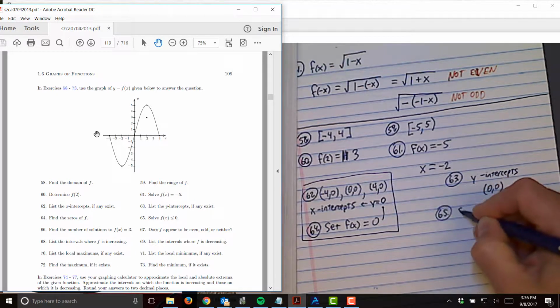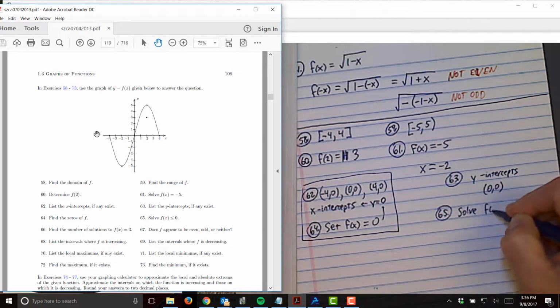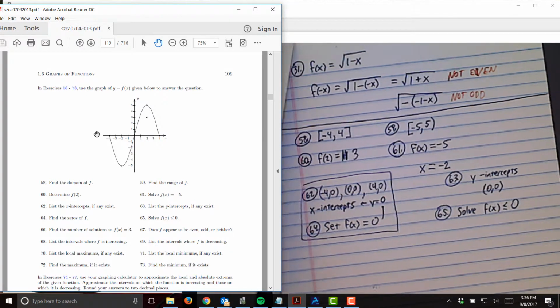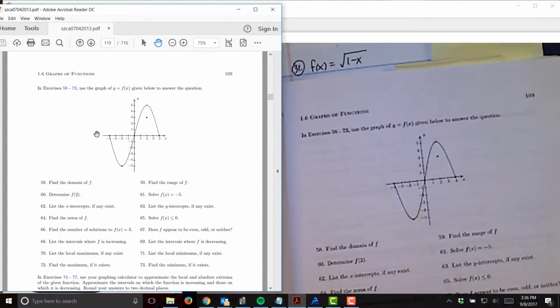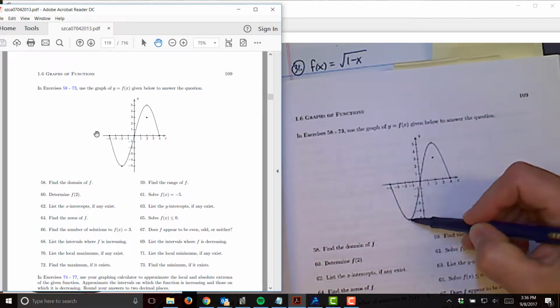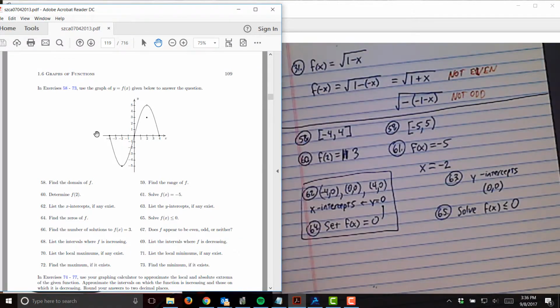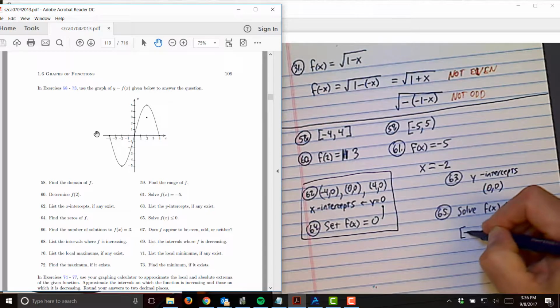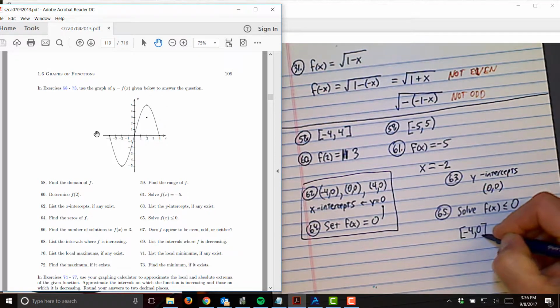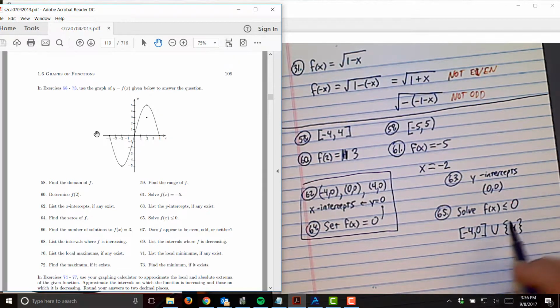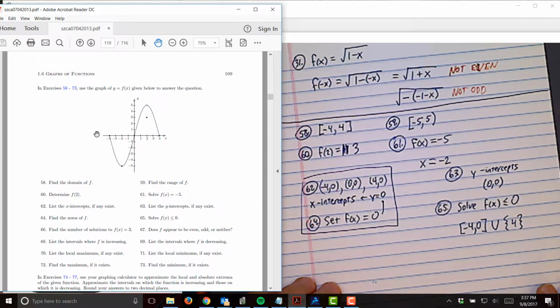65 is an interesting question. It asks me to solve the inequality f of x is less than or equal to 0. And so if I ask, where does that happen on the picture? Well, I can see that the output is below 0 in here. And so I'm going to say that it's everything from -4 all the way to 0. I will put brackets because those are included. And I will also realize that actually the x value 4 is also a solution, because that would make it equal 0. Right? And this says less than or equal to.